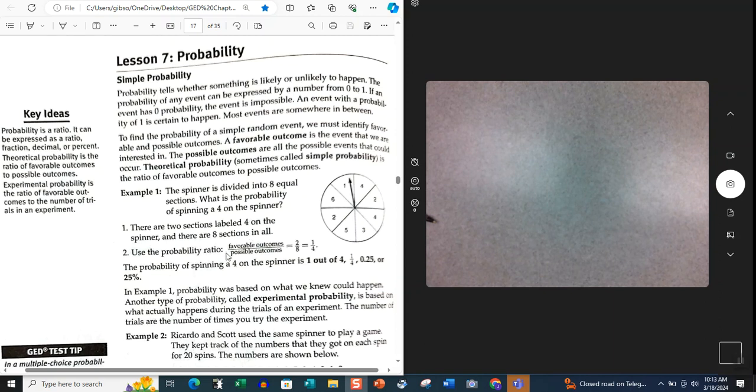Use the probability ratio, favorable outcome divided by possible outcome. So the favorable outcome is 2 favorable outcomes getting a 4. So it's 2 out of the total, or the possible outcomes, which would be 8. So it'd be 2 out of 8, which we simplify to 1/4. The probability of spinning a 4 on the spinner is 1 out of 4, 1/4, 0.25, or 25%.